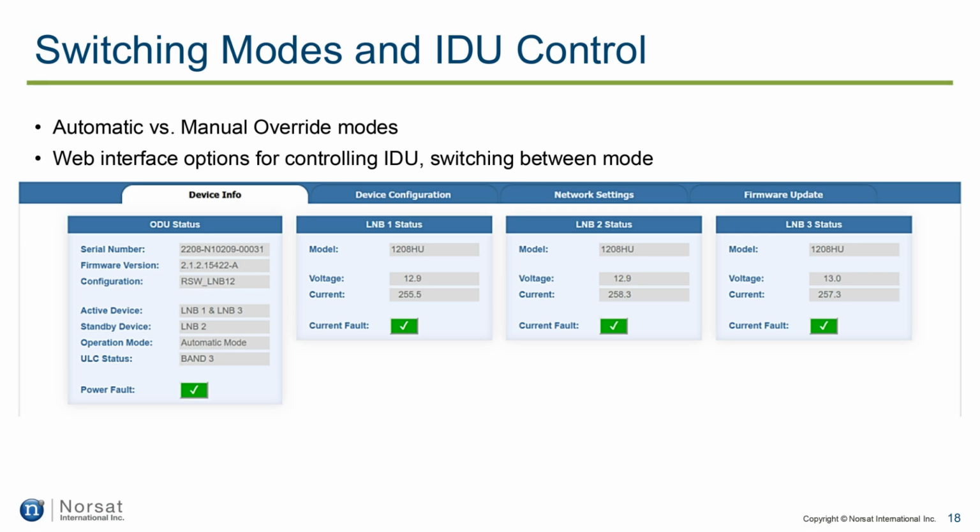In manual override mode, the system doesn't switch based on faults. Instead, the user has full control over which device is active at any given time, regardless of whether there is a fault or not. This is useful for maintenance and testing purposes. Users can easily switch between modes and control the overall operation of the system.